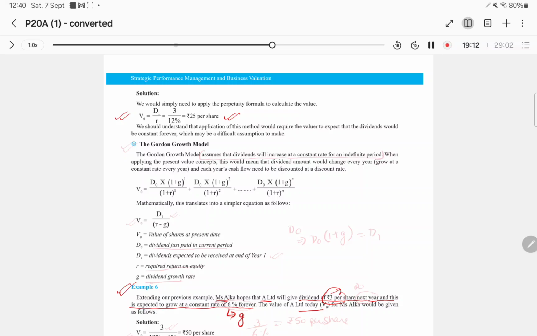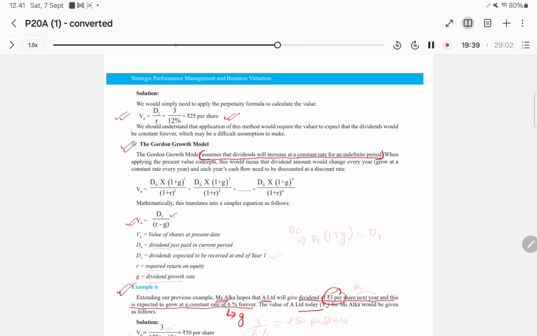There is a model named the Gordon growth model, which assumes that the dividend will increase at a constant rate for an indefinite period of time. Do remember this line. Wherever in any question it is given that dividend will increase at a constant rate for an infinite period, just understand that it is a Gordon growth model question.